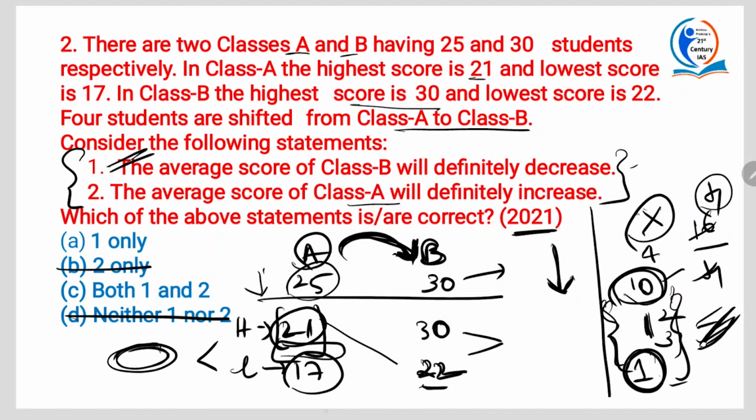If you are choosing bottom 4, that is if you're choosing people who got 17s, like 4 people got 17s, and you're moving them to B, what will happen? The average performance of this particular class will definitely increase. See, in cricket also it's the same thing, no? So if you're choosing top 4, the average will decrease, but if you're choosing bottom 4, the average will increase. So you cannot tell whether it's definitely increasing or not. Okay, so the second statement is wrong, only 1 is correct.